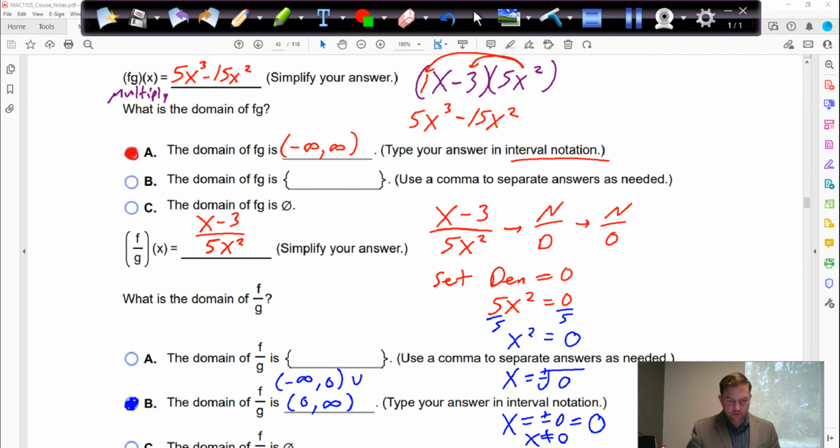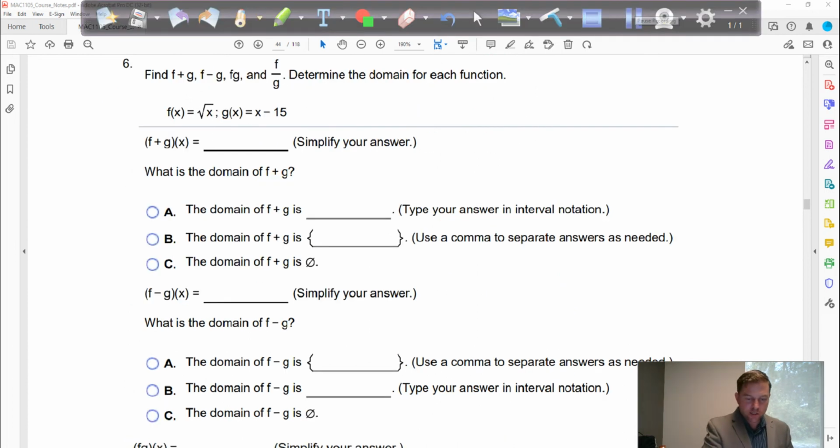Should be enough, I think, for this problem. Okay, 6 is the same type of problem. First we add the 2, then we subtract the 2, then we multiply, and then we divide.